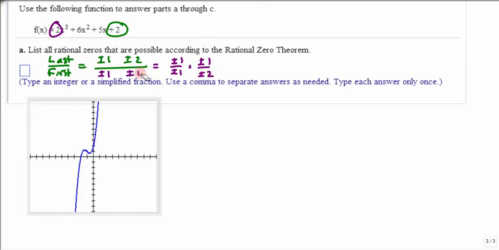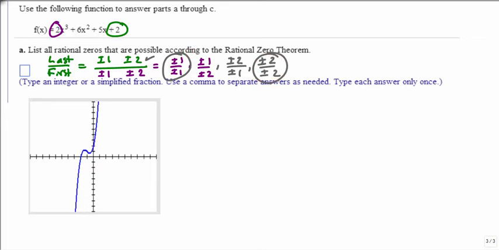Whoops, this should be a 2 right here. So plus or minus 1 over plus or minus 1, plus or minus 1 over plus or minus 2. Now the second one, the 2 will be my numerator, plus or minus 2 over plus or minus 1, plus or minus 2 over plus or minus 2. Now this reduces to a 1, and this reduces to a 1, so when I make my list I don't need to double count them. So I'm going to have a -2 from here, and then I'll also have a +2 from there.